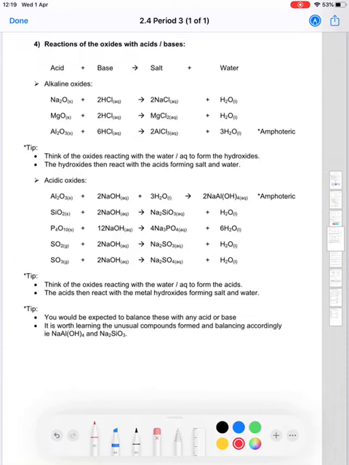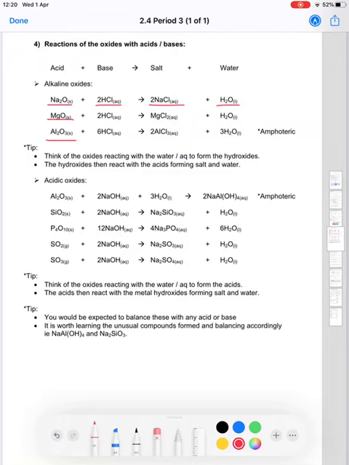and this is no different from what you've done at GCSE before. A metal oxide reacts with an acid to form a salt and water, and then you need to go back and balance it. And that will work for all of these, whether it's sodium oxide, magnesium oxide, or aluminium oxide.